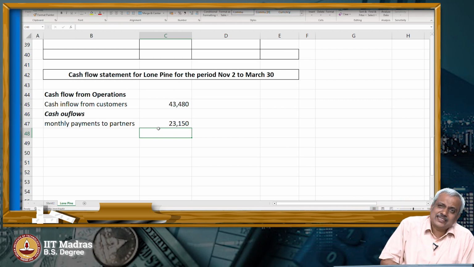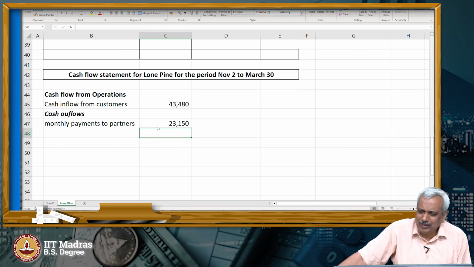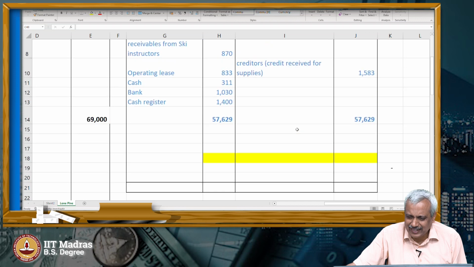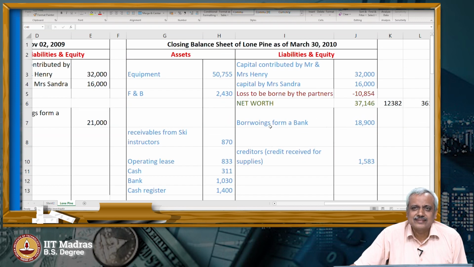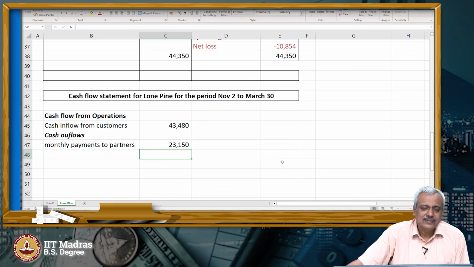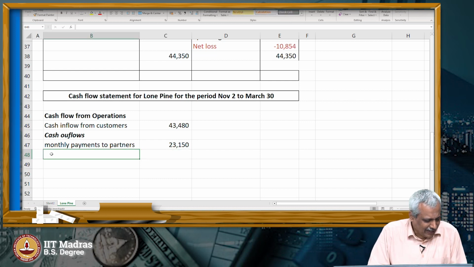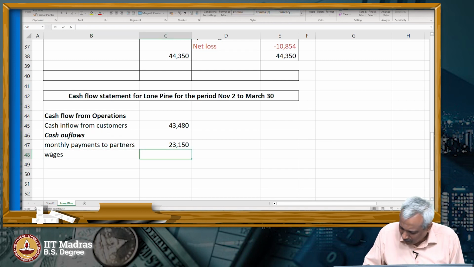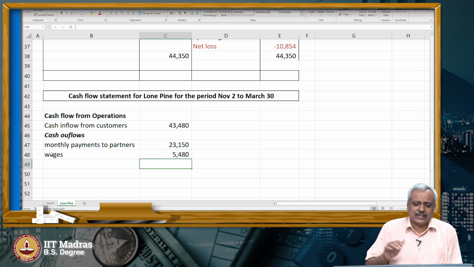Sir, how do you show they are sure that cash has been paid? If it has not been paid, what will happen? It will appear on the liability side of the balance sheet here. It does not, so that means it has been paid. Now what is the next one? The next one we see in this particular case is wages. What is the amount of wages that is paid? 5,480.